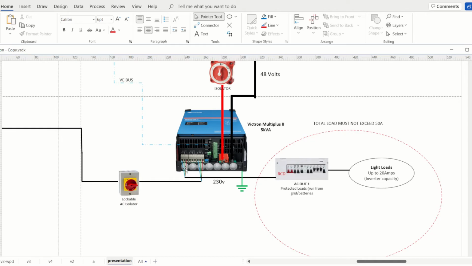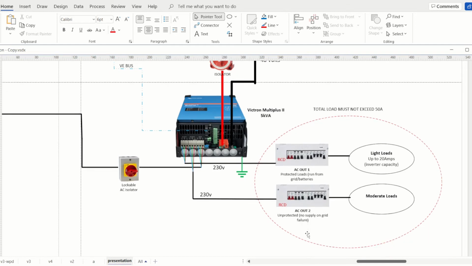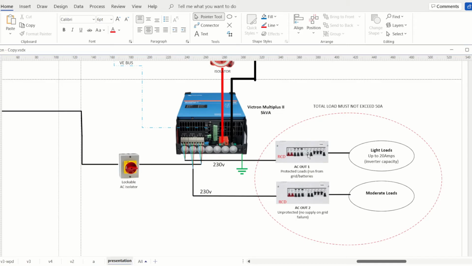So you could just put your existing consumer unit onto AC output 2, again as long as you don't exceed 50 amps. But of course you wouldn't get the benefit of the UPS function. To solve this, what you can do is split your loads. So you'd have two consumer units, and you would move your light loads. In my case, I've got my computers, cameras, security, smoke alarms, and my boiler, just a gas boiler that doesn't use hardly any electricity. So all my light loads are on one consumer unit, and then all your moderate loads would be on the other consumer unit.